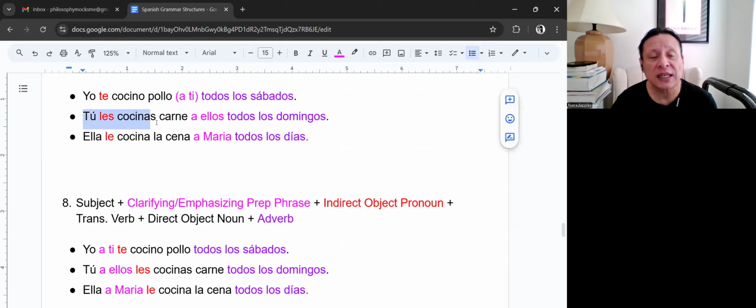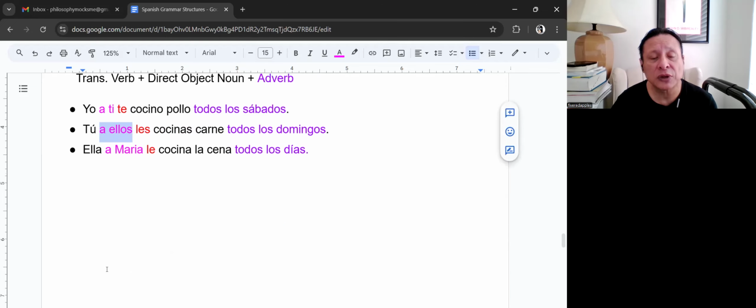Tú les cocinas carne a ellos todos los domingos. Tú a ellos les cocinas carne todos los domingos. But it's a different structure. We're putting the clarifying phrase before the indirect object pronoun. Ella a María le cocina la cena todos los días. Again, we can throw in the prepositional phrase that emphasizes or clarifies the indirect object pronoun right before it.